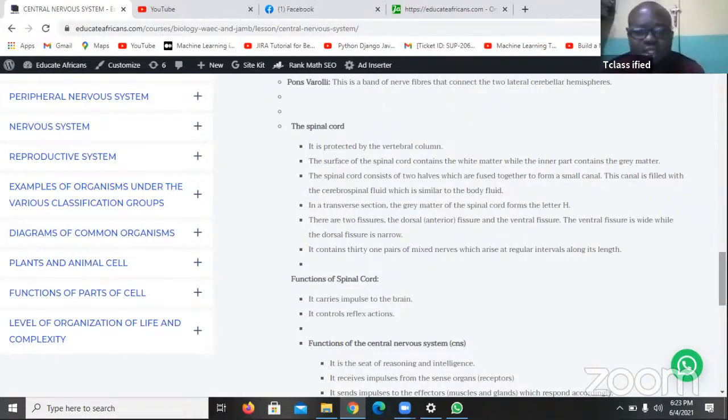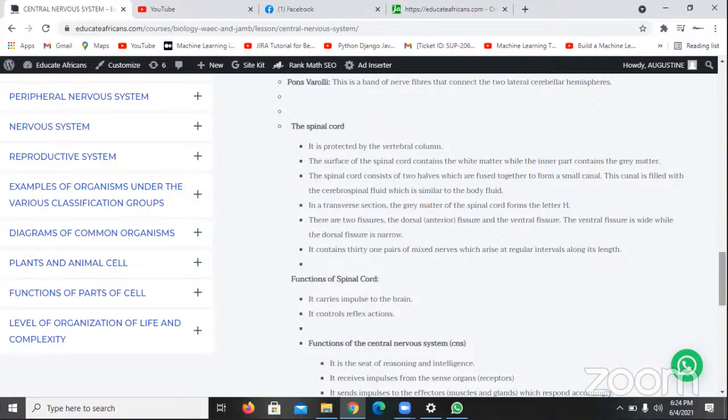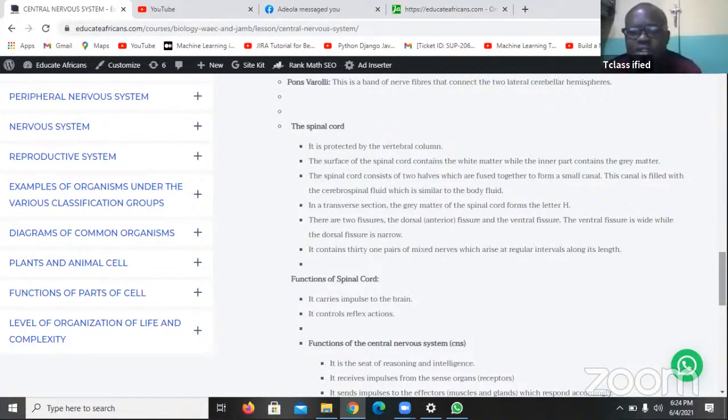In the transverse section, the gray matter of the spinal cord forms the letter H. There are two tissues, the dorsal tissue and the ventral tissue. The ventral tissue is wide, while the dorsal tissue is narrow.